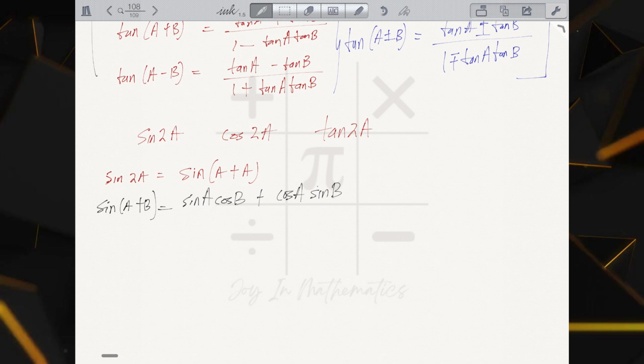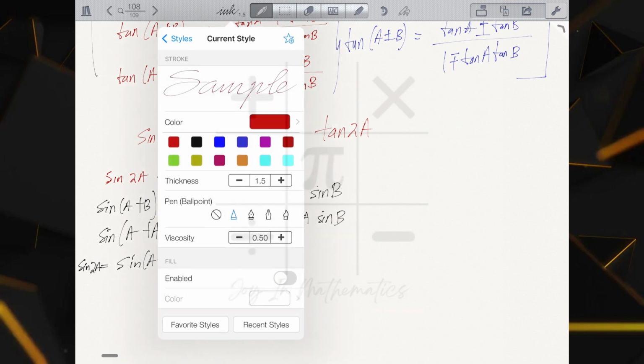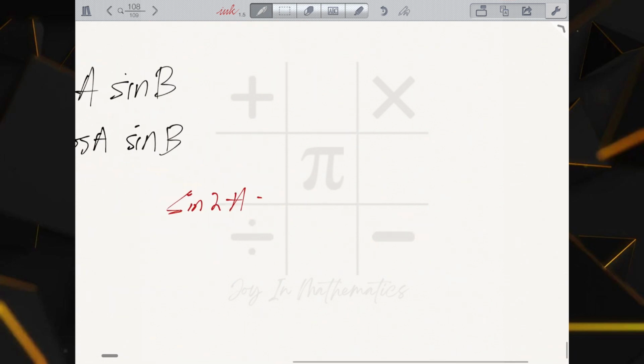So now if we change this B to A, wherever we see B, we change it to A. So we have sine of A plus A is equal to sine A cos A plus cos A sine A. And this will result in 2 sine A cos A, which is an expression for sine of A plus A, which is equivalent to sine 2A. So we have found the expression for sine 2A to be equal to 2 sine A cos A.